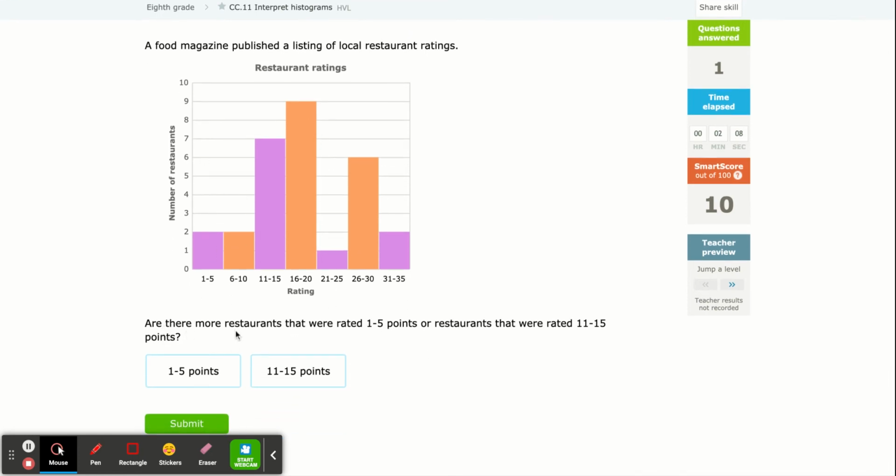So it says, are there more restaurants that were rated 1 to 5? There were only 2. Or restaurants that were rated 11 to 15? In 11 to 15, there were 7 that were rated in that range. So obviously the 11 to 15 had a lot more.